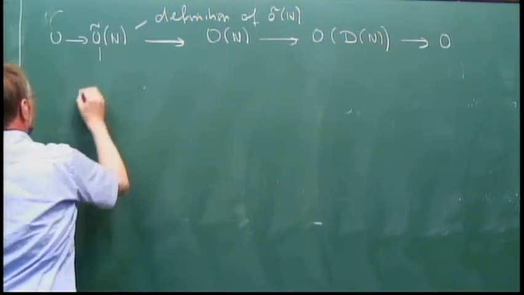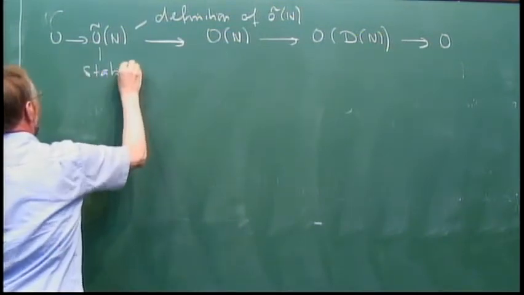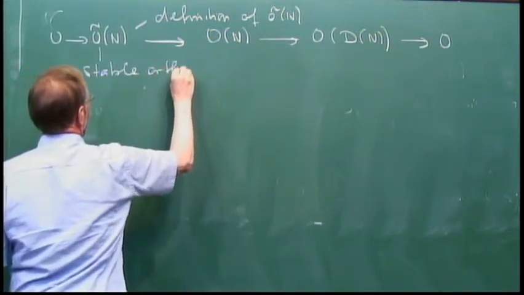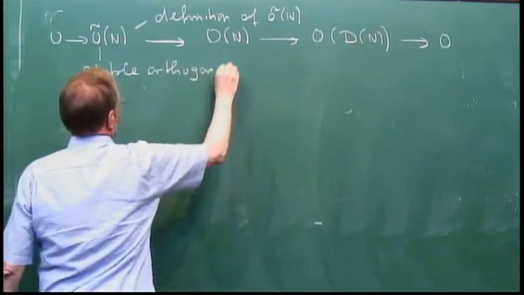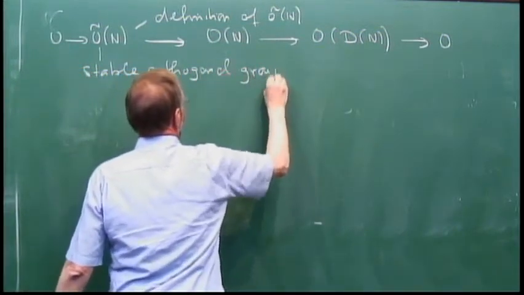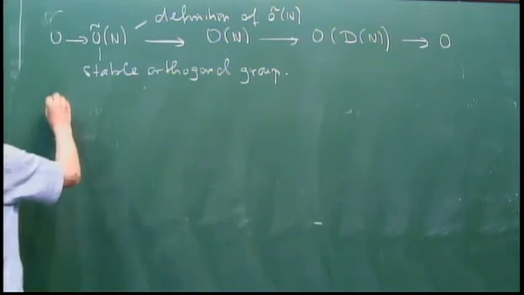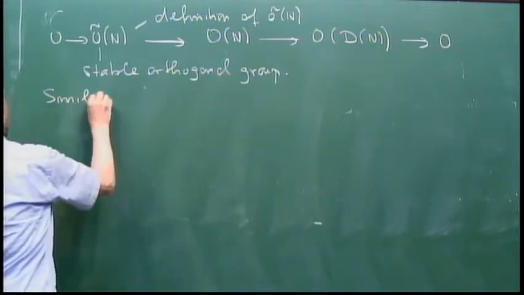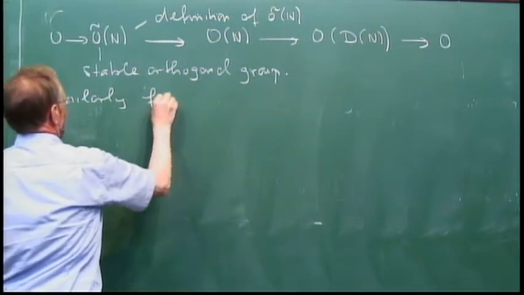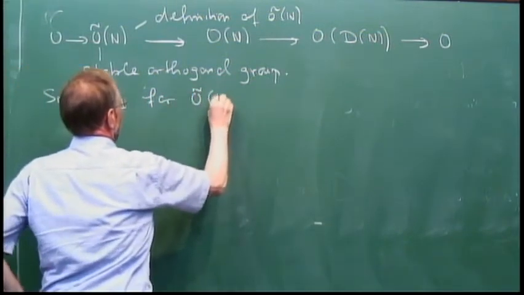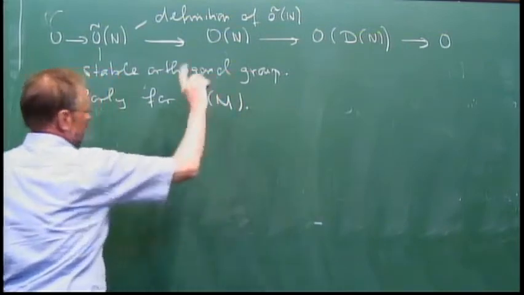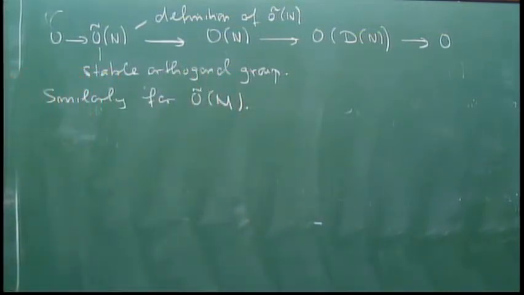And this is often called the stable orthogonal group. And similarly for O tilde of M. Again, this map is surjective. I can take the kernel.